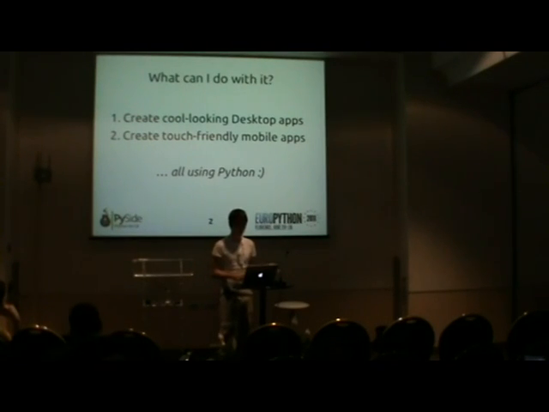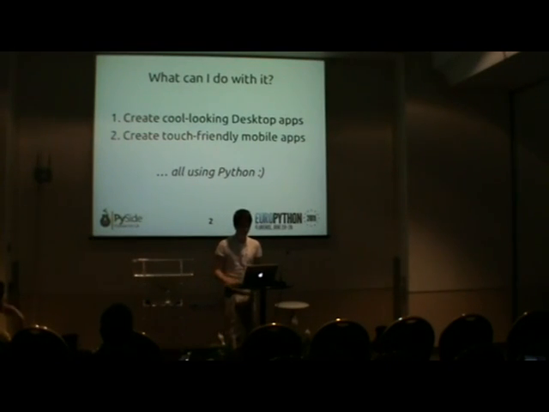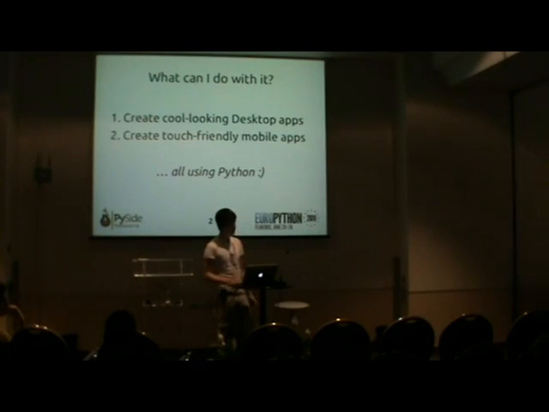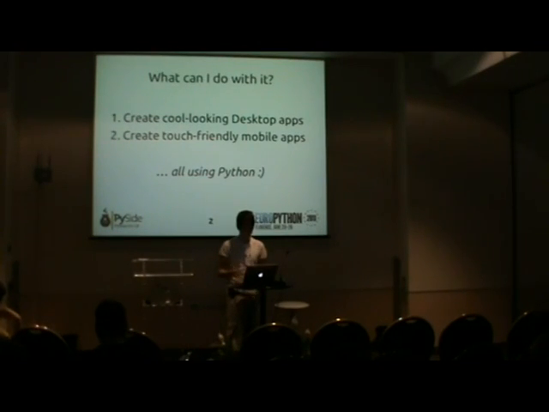You can create cool-looking desktop applications. So if you're looking for a way to create very interesting, very dynamic UIs for the desktop, for example, on your laptops or on computers, you can do that. And you can also create touch-friendly mobile apps, which is what QML is all about. So there's special support for doing things like scrollable lists, stuff like that, multi-touch support. All this is included in QML, and you can define the UI using some declarative language. So that's also very nice to use once you get used to it.